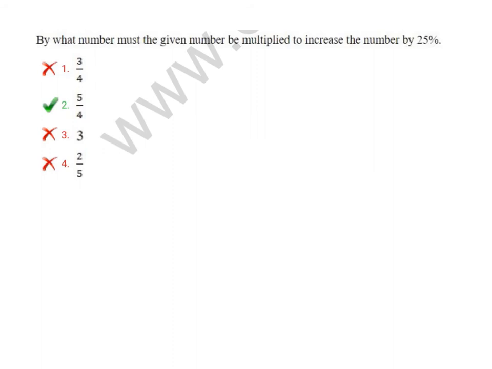By what number must the given number be multiplied to increase the number by 25%? 25% is 1/4. So if you want to increase it by 25%, you have to multiply the given number by 5 by 4. So it is generally 125 by 100 or 5 by 4, which is nothing but an increase of 25%.